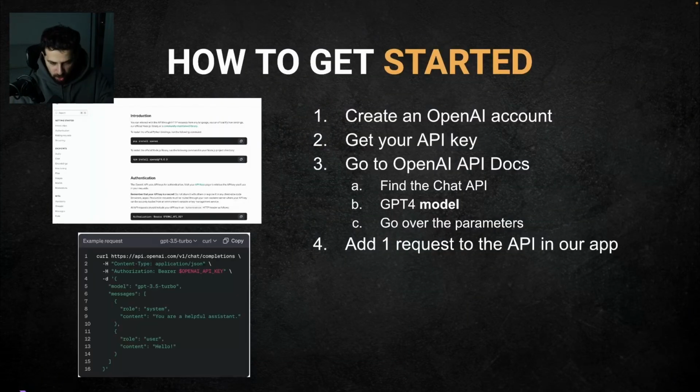To make this work, we need to use the OpenAI API. It's very straightforward. You guys can literally do this in one afternoon. So if you don't want to waste time, literally time box this to one afternoon. To get started, there are 4 steps that are very easy to follow. Number 1, you go on OpenAI, you create an account, very easy. You get your API key, again, very easy. You go to the OpenAI API documentation, we're going to go through it together. You find the chat API, go over the parameters, check the example code, and literally copy paste that into your app, and that's going to allow you to make that first request that you need to do.